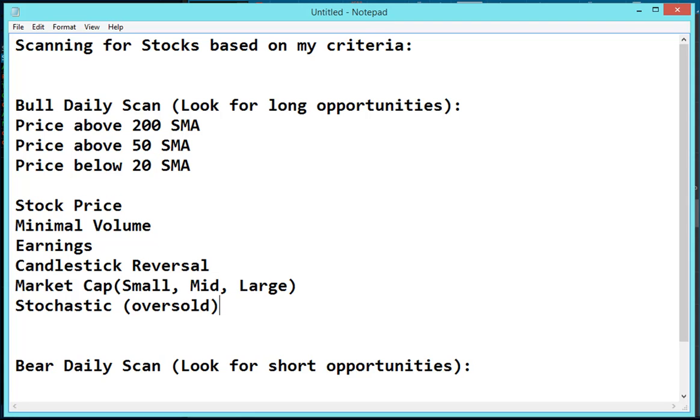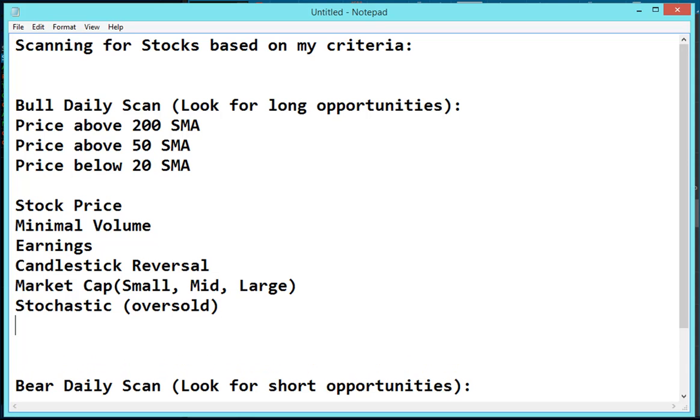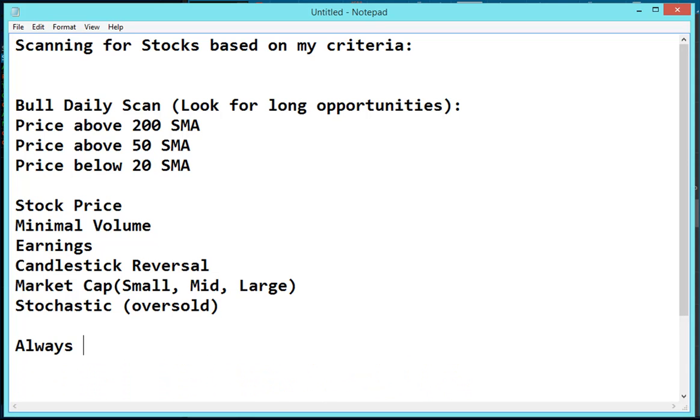If everything fits in, I'm going to blindly go along? No, you still have to do analysis. You still have to see how the volume is working. You still have to see how the prices are approaching your support. You still have to see the overall market, which is huge.